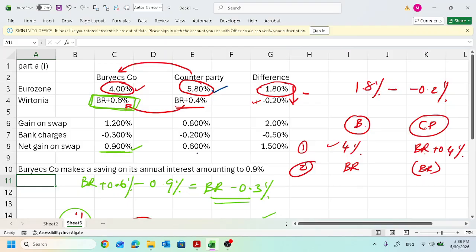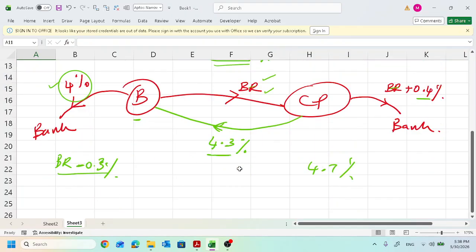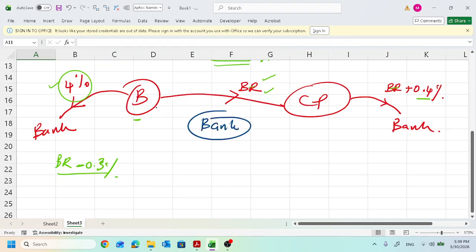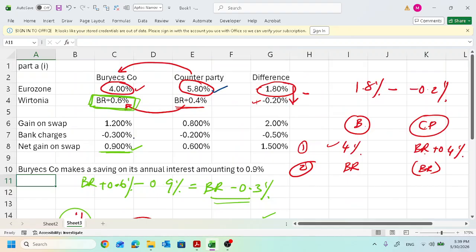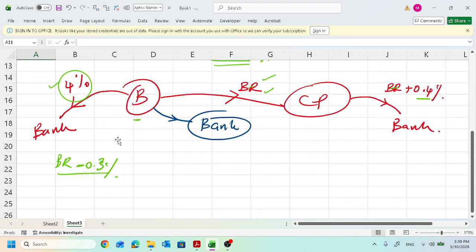But we say, oh, we missed the bank charges. I missed the bank in between. Just a second. Let's include the bank also here. So before this, let's have bank here. What is the bank? The one which is arranging the loan. So B company has to pay bank some fee. How much fee they are paying? Here 0.3% they are paying. And counterparty has to pay 0.2 to the bank. Correct?